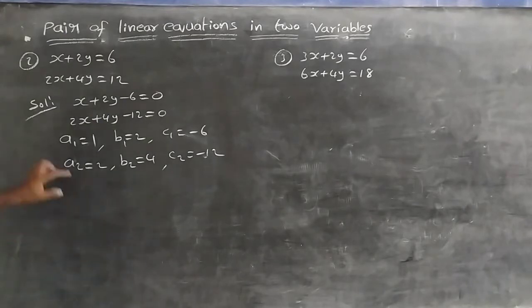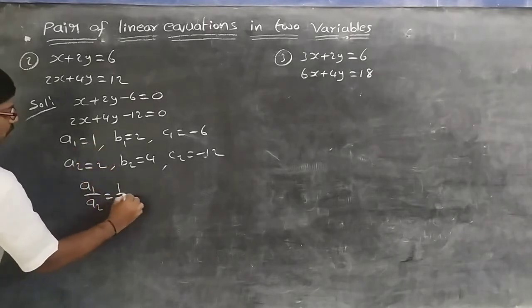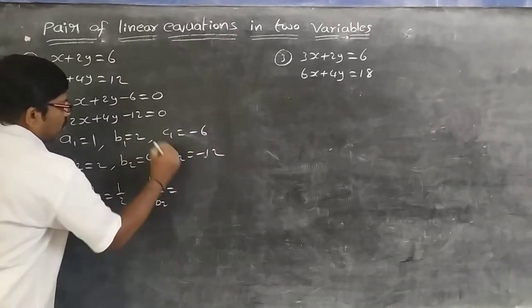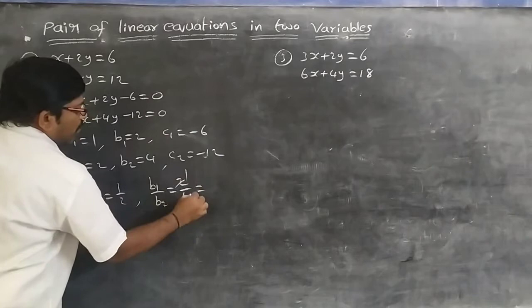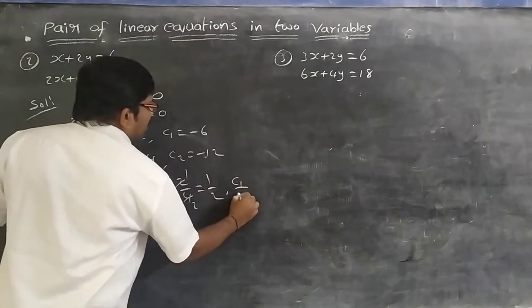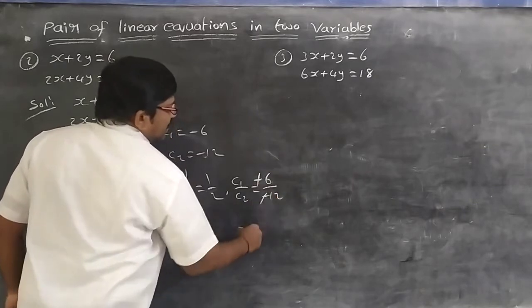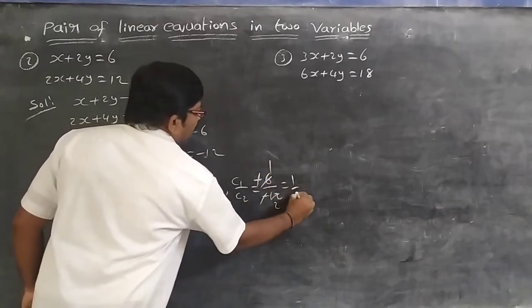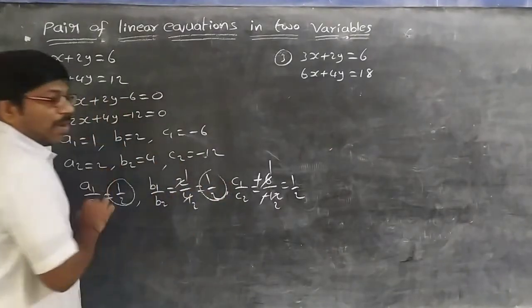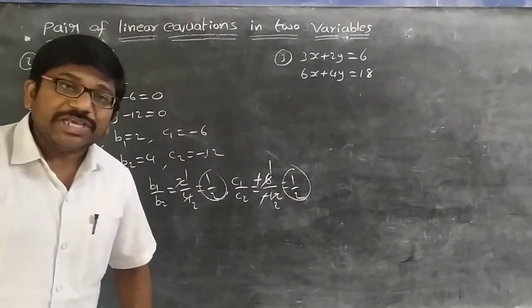Now find the ratios. a1 by a2 is equal to 1 by 2. Next, b1 by b2 is equal to 2 by 4, that is 1 by 2, right? And next, c1 by c2 is equal to minus 6 by minus 12. The minuses get cancelled, 6 ones are 6, 2 sixes are 12, so 1 by 2. So observe carefully, a1 by a2 is 1 by 2, b1 by b2 is 1 by 2 and c1 by c2 is 1 by 2, which means all ratios are equal, right?